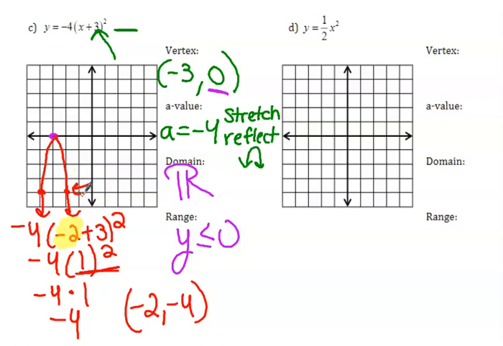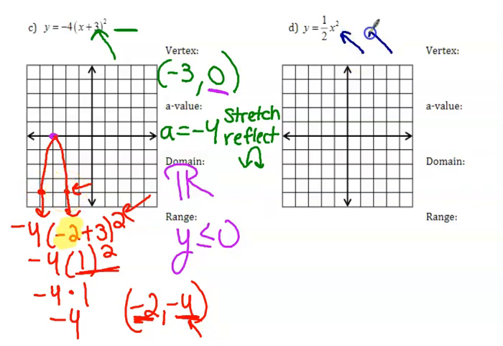The same thing would happen if I plugged in negative 4, I would also get negative 4 as my answer. That squared button means that I get 2 outputs, right? I have 2 x values, and my outputs become the same in order to get that U shape. Whew. All right, last one.